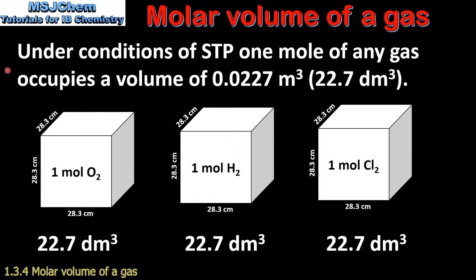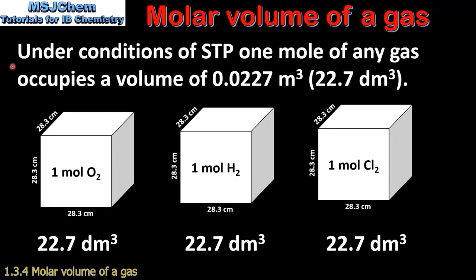In the previous slide, we defined the molar volume of a gas as the volume occupied by 1 mole of an ideal gas under conditions of STP. Under these conditions, real gases such as oxygen, hydrogen, and chlorine behave almost the same as ideal gases. For example, 1 mole of oxygen gas under conditions of STP will occupy a volume of 22.7 decimeters cubed. The same is true for 1 mole of hydrogen gas and 1 mole of chlorine gas.